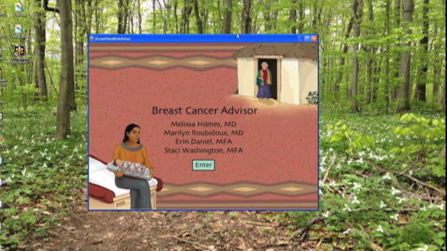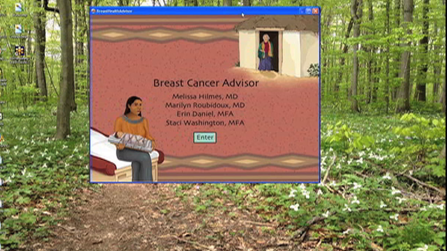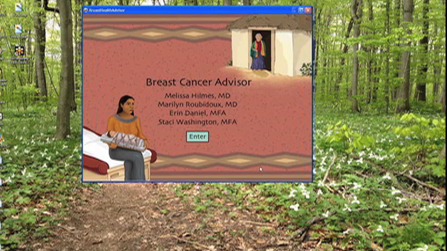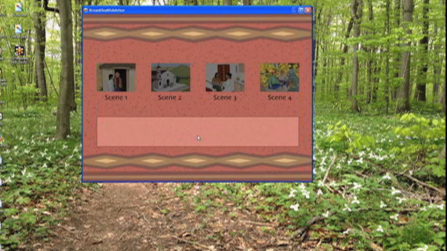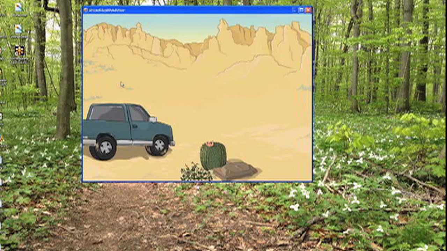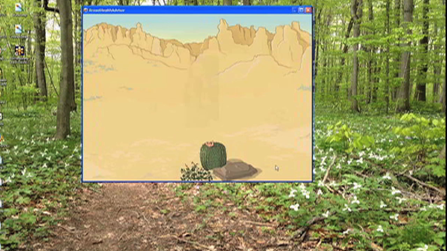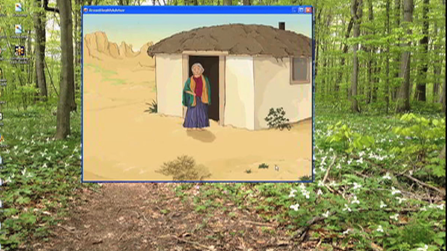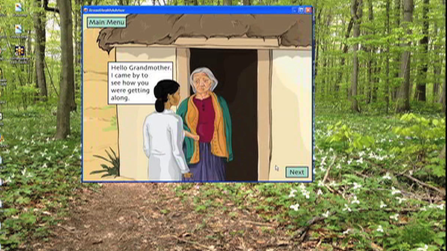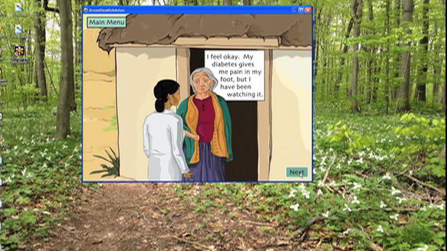I have one that's just on my hard drive here. This one's called Breast Cancer Advisor or Breast Health Advisor, and this is just 4 stories, all cartoon-like, where you have a little story and then some multiple choice questions at the end. So it's basically a story that is built for educating patients, and it runs on the computer like a little cartoon.